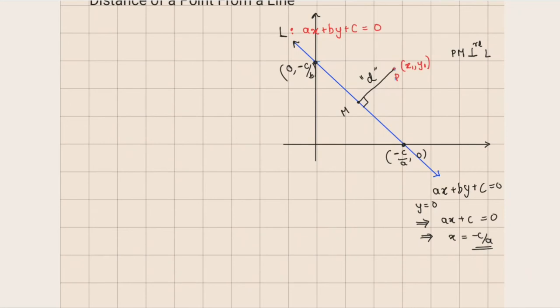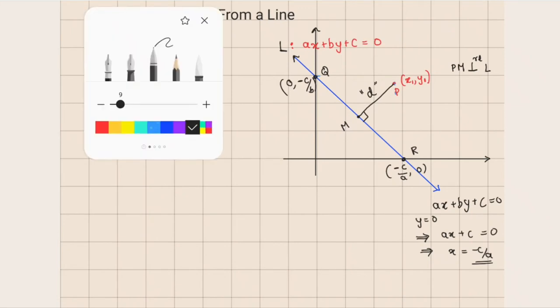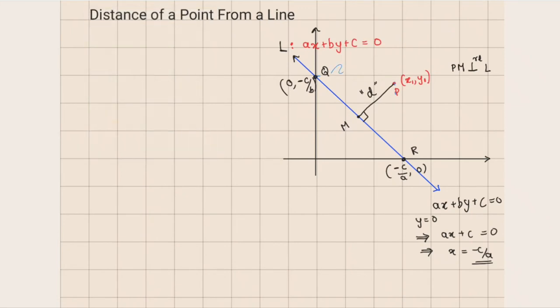So now we got these 2 points. Let's name them: this is Q, this is R. Now if you observe, we have 3 points P, Q, R, and the triangle formed by these 3 points P, Q, R. Now we need to find distance D. D is nothing but the height drawn from P of this triangle PQR.